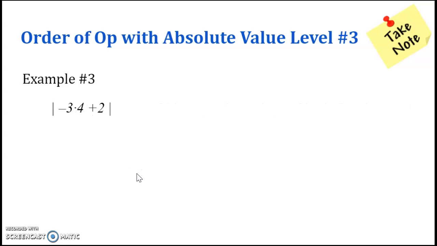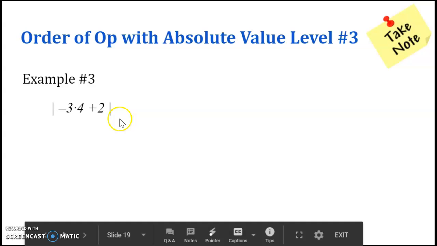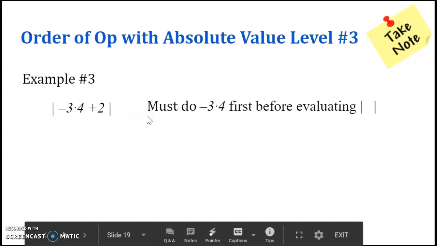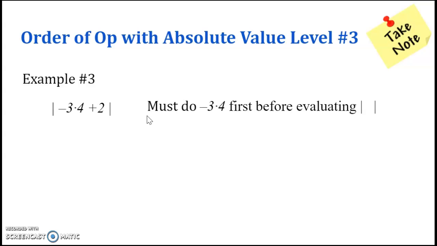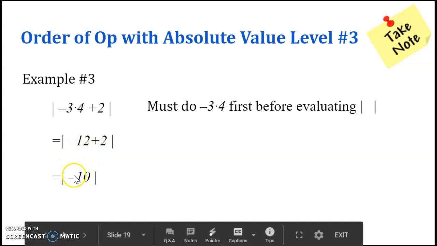Let's try another example. The absolute value of negative 3 multiplied by 4 plus 2, close absolute value. Again we have to treat it like a parenthesis, which means we have to evaluate inside first. We need to do negative 3 times 4 first, because that's the order in which we need to evaluate inside. We do that before addition. So negative 3 times 4 is negative 12, and then plus 2. We still have not simplified inside as yet. So negative 12 plus 2 is negative 10.